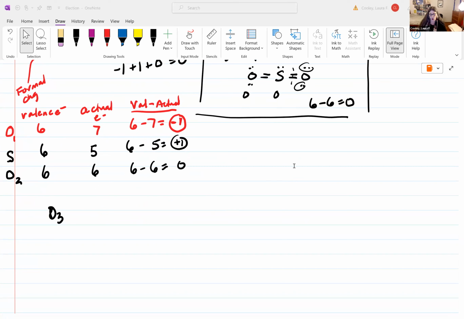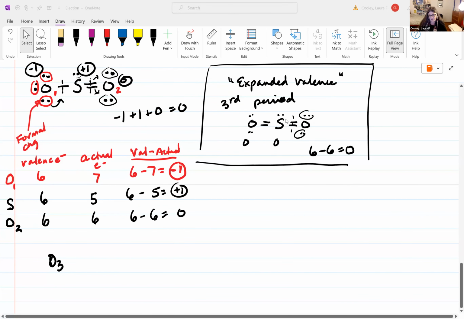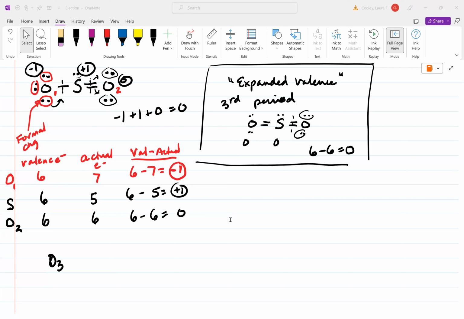How is expanded valence different from normal valence? Well, that's just what they call it. You can notice that in this model here, you have 2, 4, 6, 8, 10 electrons on the sulfur. Usually we go for an octet. Expanded means above 8. I didn't realize it was holding 10. Never mind, I get it.